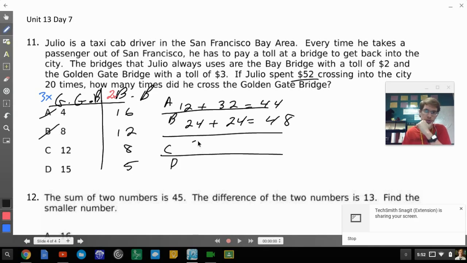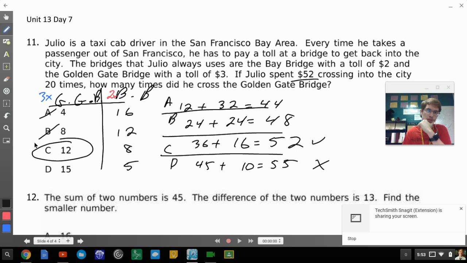12 times 3 is 36. 8 times 2 is 16. 40, 52. All right, let's come back to this one. And 45 is 10. 55, not that one, so it is C.